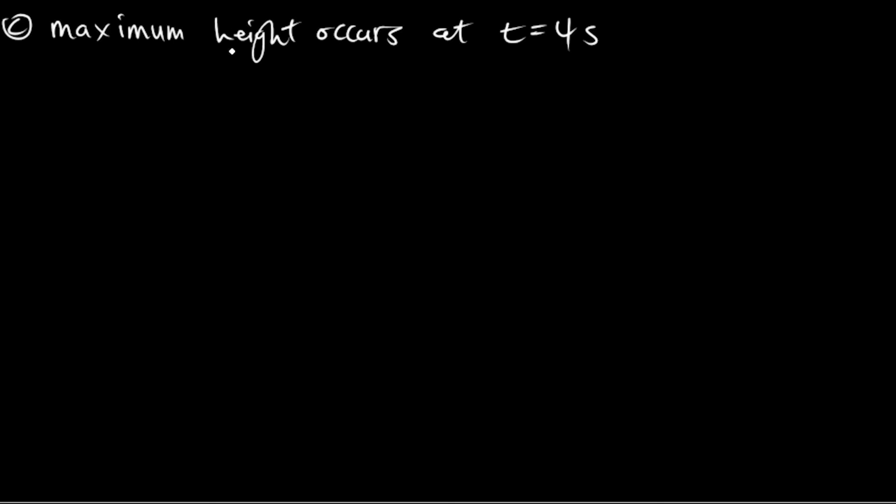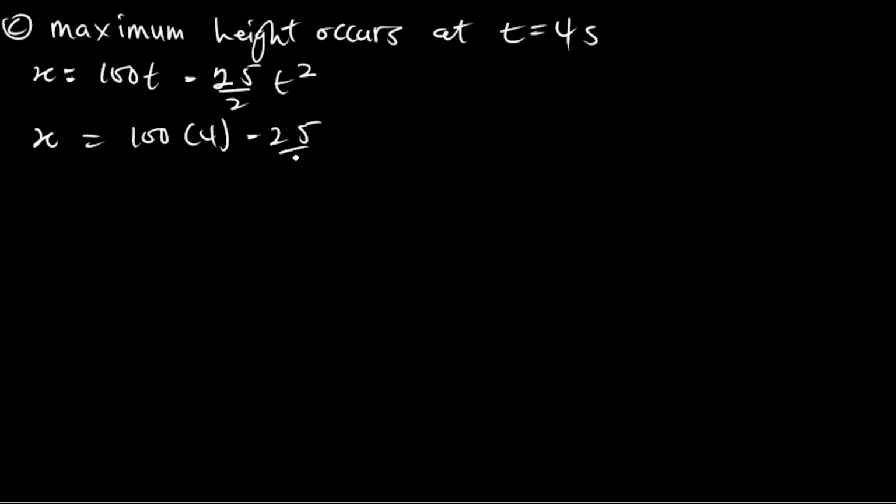Therefore, the maximum height we are going to calculate will be at 4. So from the distance equation, which is 100t minus 25 on 2 t squared, our maximum height, which is the distance, will occur at 100 times 4 minus 25 on 2 times 4 squared. And with this, if you punch it in, we are going to get 200 meters. Are we okay? So this is for the C part.